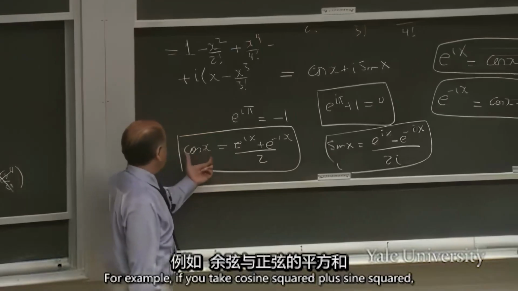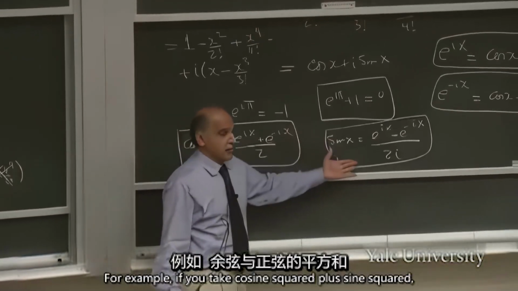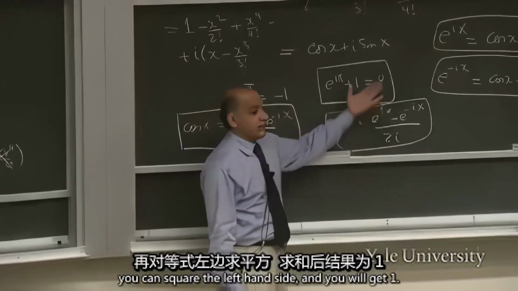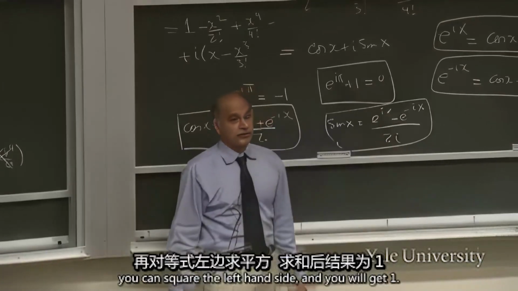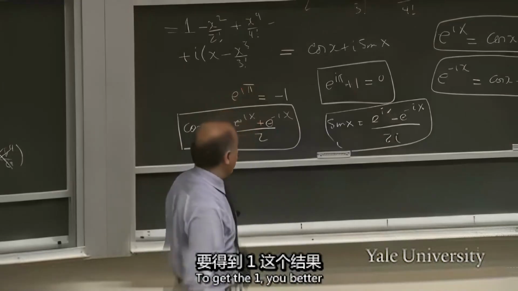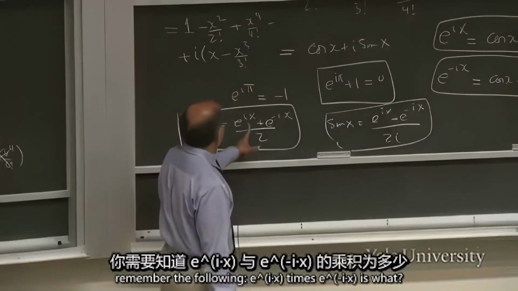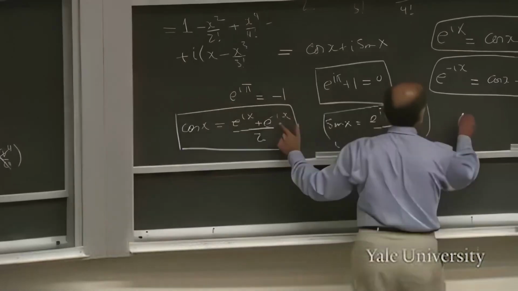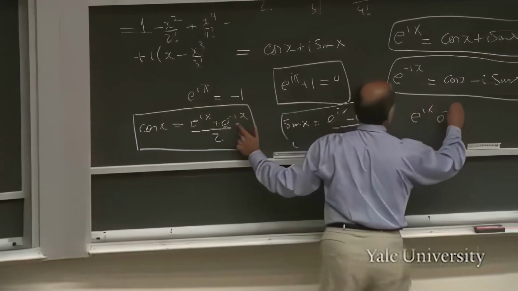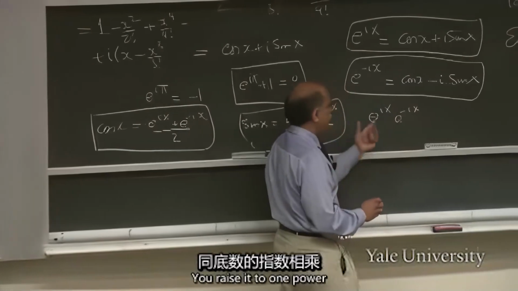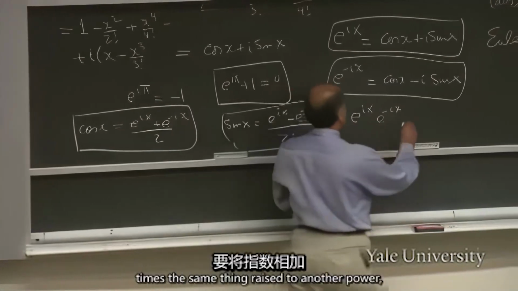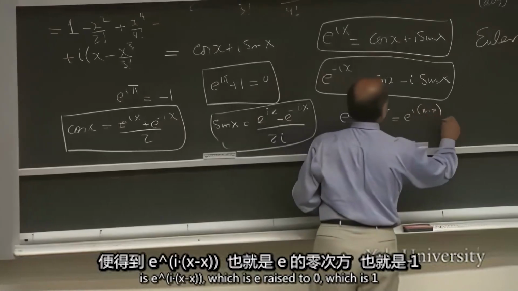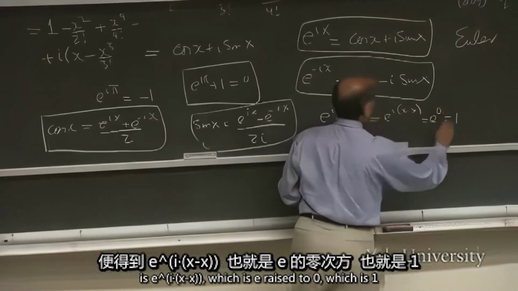For example, if you take cosine squared plus sine squared, you're supposed to get 1. Well, you can square the right-hand side, you can square the left-hand side, and you will get 1. To get the 1, you better remember the following. e to the ix times e to the minus ix is what? You know how you combine exponents. You raise it to one power times the same thing raised to another power is e raised to i(x minus x), which is e raised to 0, which is 1.